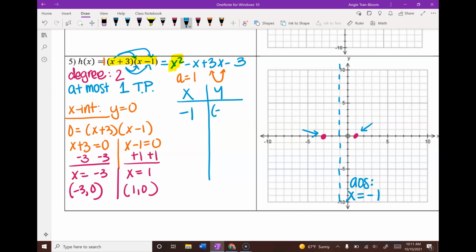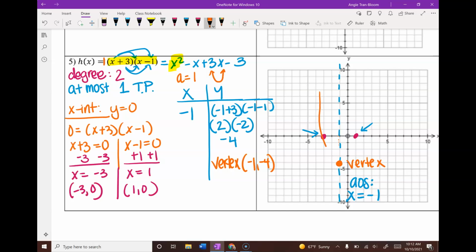So here we go. Negative 1 plus 3 times negative 1 minus 1. Well, negative 1 plus 3 is 2. Negative 1 and a negative 1 on the next quantity is negative 2. Multiply those together and it's negative 4. So students, our vertex is going to be negative 1 comma negative 4. Well, let's plot it. Negative 1 we know is on the axis of symmetry, so here's negative 4. This is your vertex. With having the vertex, we can just connect those 3 dots, and that is going to be our parabola opening upward.